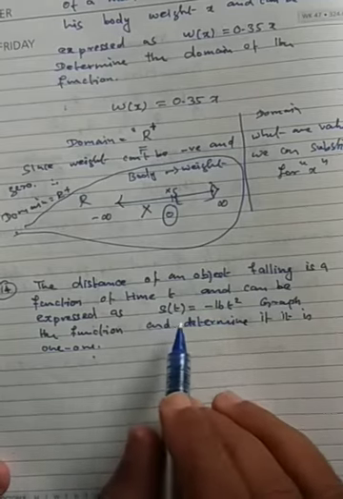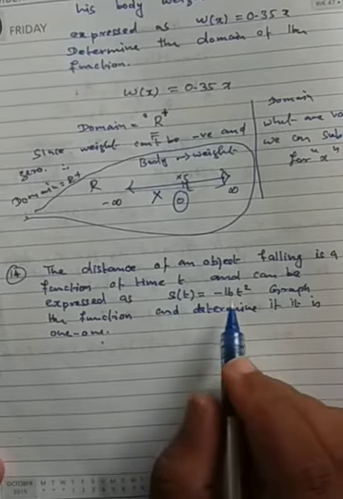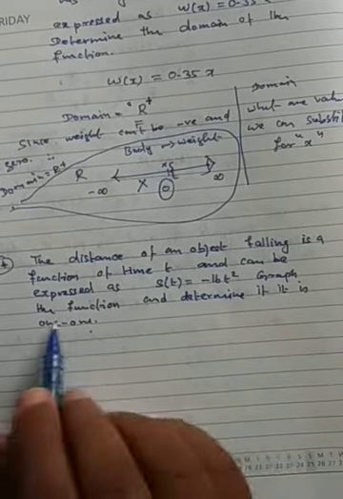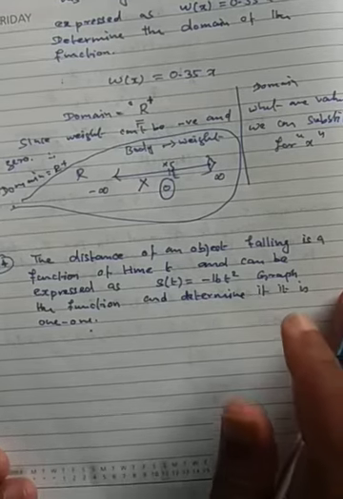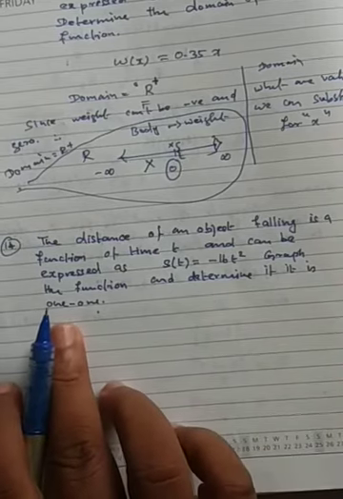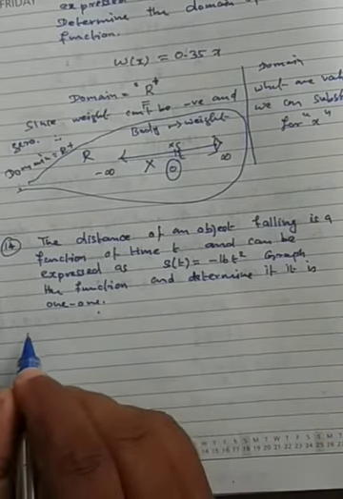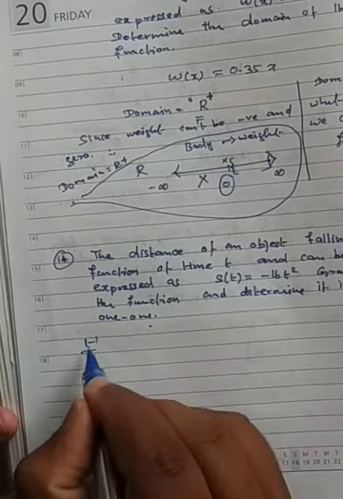And it can be expressed as s of t. The function is s of t equals minus 16 t square. Graph the function and determine whether it is one-to-one. So we need to graph it and we need to check its one-to-oneness. To check one-to-one, we can write it like this.